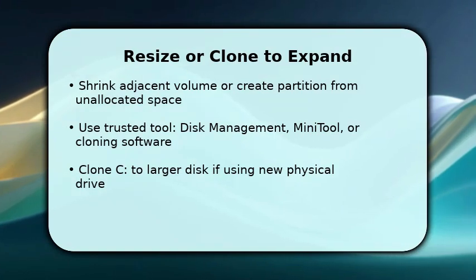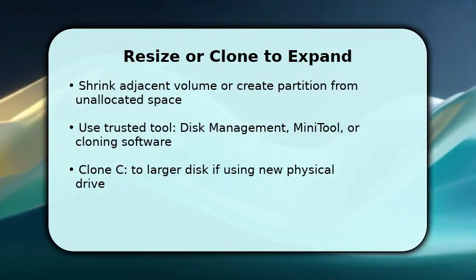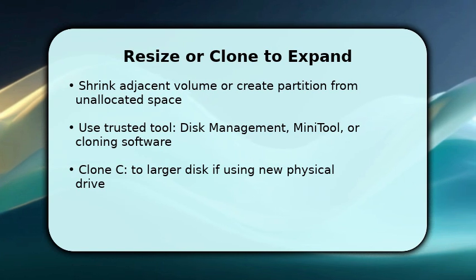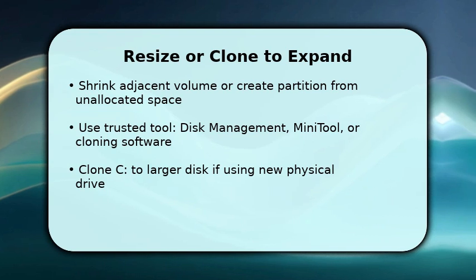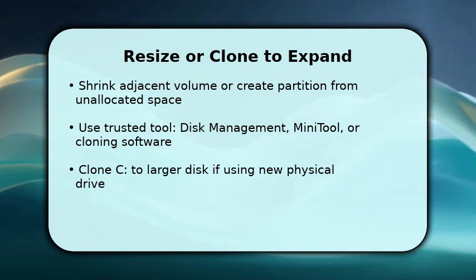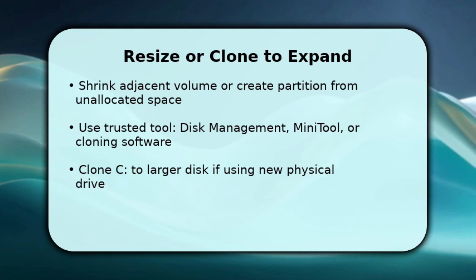Next, decide whether to expand C by resizing or by cloning. If adjacent free space exists, shrink the neighboring volume and then extend C. Via disk management, select C, choose Extend Volume and follow prompts.